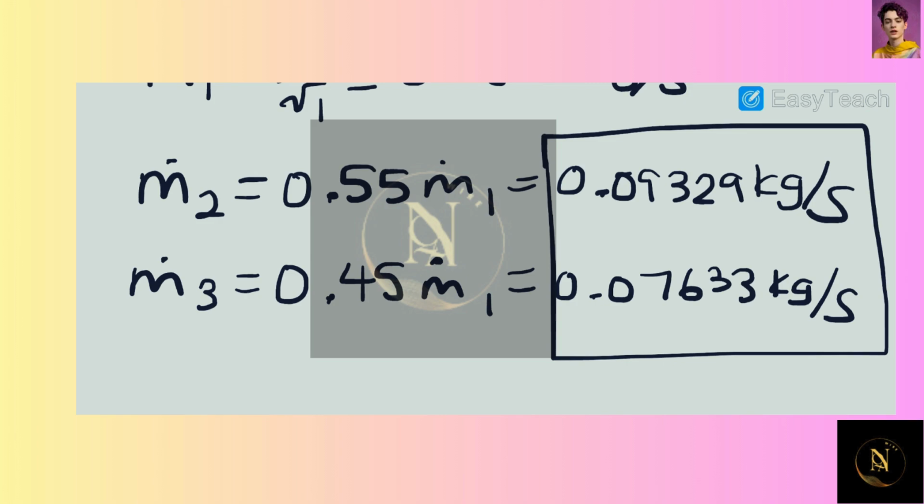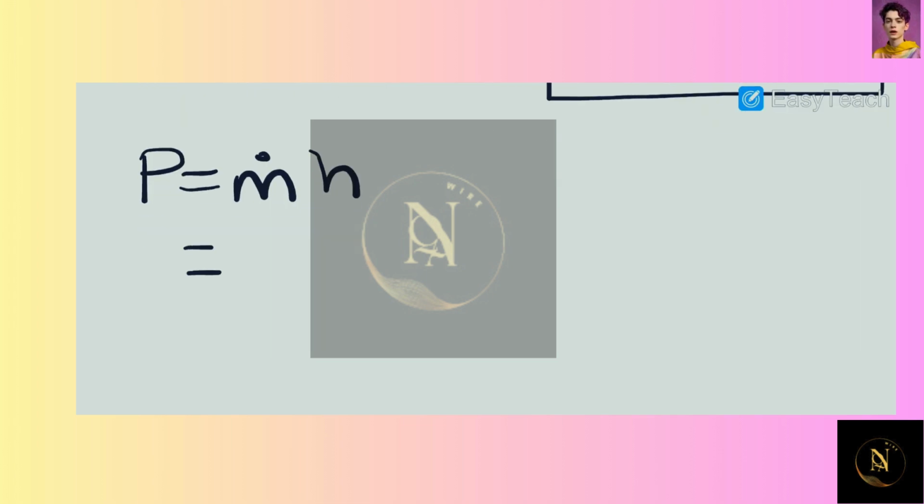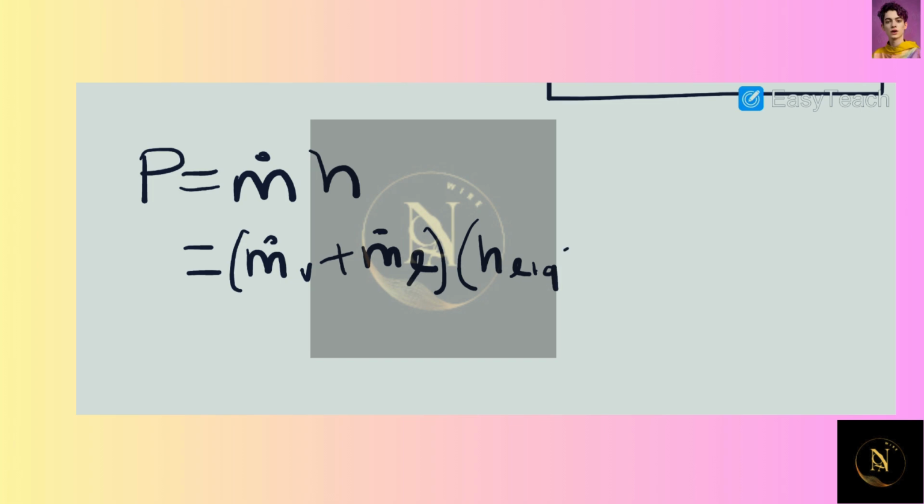Next, we're going to calculate the flow power. So we know that flow power is going to be equal to m dot times our enthalpy. Remember that our m dot consists of our vapor and liquid masses, so that's going to be m dot vapor plus m dot liquid, and our h's are also going to be the enthalpy of liquid plus the enthalpy of vapor.